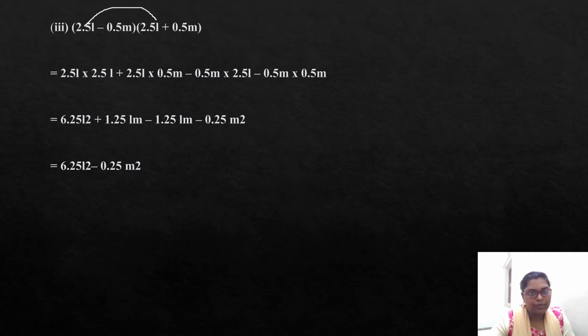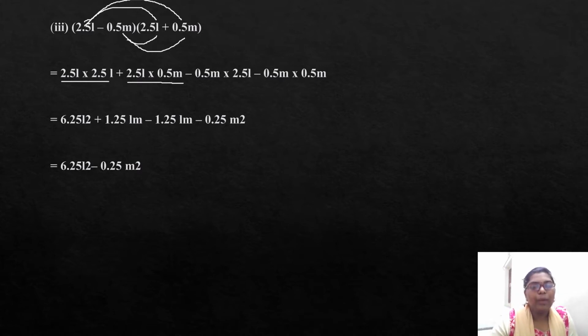2.5L minus 0.5M into 2.5L plus 0.5M. First we have to multiply 2.5L into 2.5L. Next, 2.5L into 0.5M, that's what I have written here: 2.5L into 2.5L plus 2.5L into 0.5M. Next, in between which sign? Minus 0.5M into 2.5L. Minus into plus, minus, 0.5M into 0.5M.